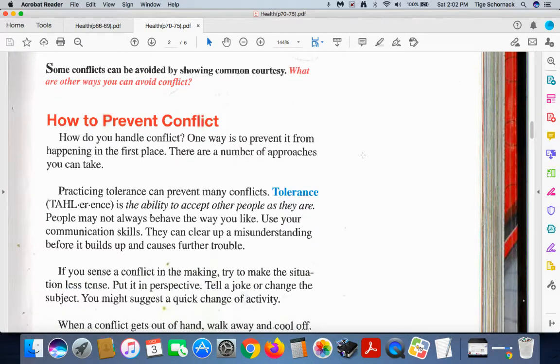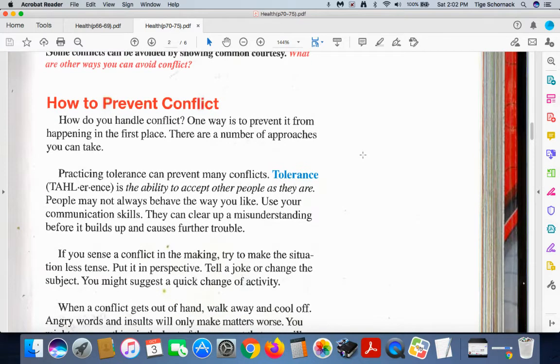Practicing tolerance can prevent many conflicts. Tolerance is the ability to accept other people as they are. People may not always behave the way you like. Use your communication skills. They can clear up a misunderstanding before it builds up and causes further trouble.